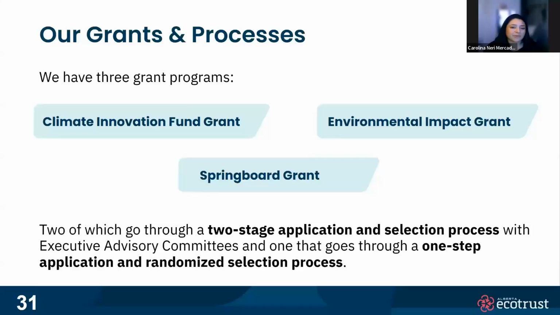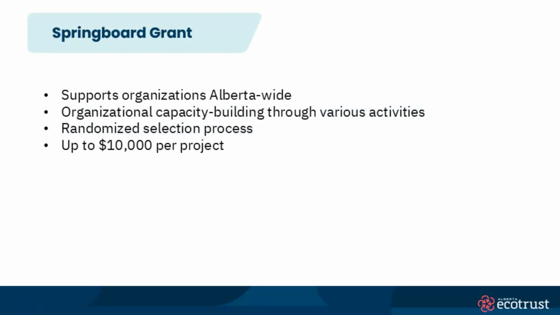For our Springboard grant, our smaller one, last year we actually began using a randomized selection process where applicants submit an application and it is screened for basic eligibility, and they're entered into a randomized selection pool. This is meant to reduce biases and provide equal opportunity for all eligible applicants, just due to the number of submissions that we get each year.